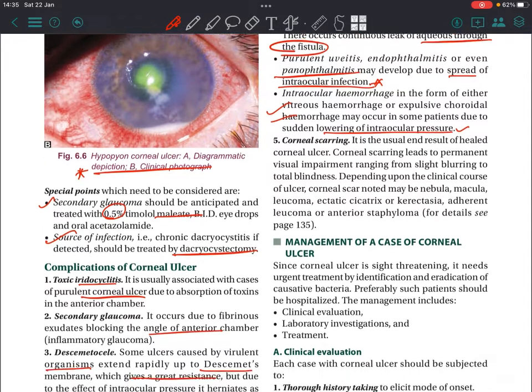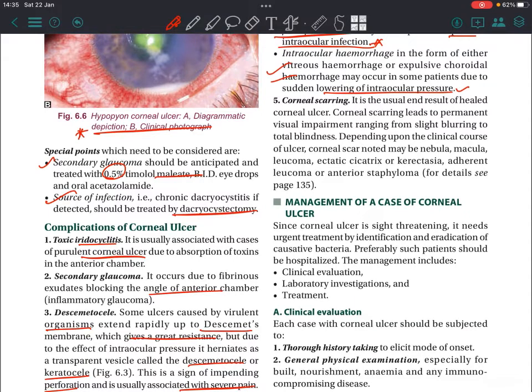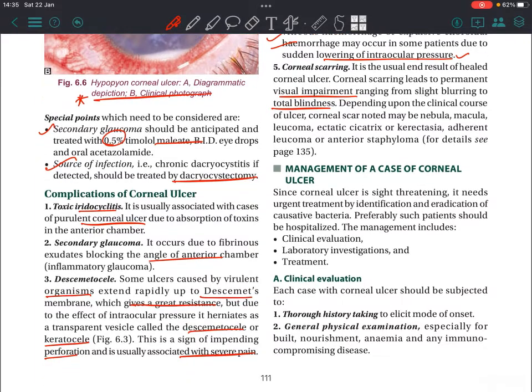Corneal scarring is usually the end result of a healed corneal ulcer. Corneal scarring leads to permanent visual impairment, ranging from slight blurring to total blindness, depending upon the clinical course of the ulcer. Corneal scars are classified as nebula, macula, leucoma, ectatic cicatrix, keratectasia, adherent leucoma, anterior staphyloma, etc.